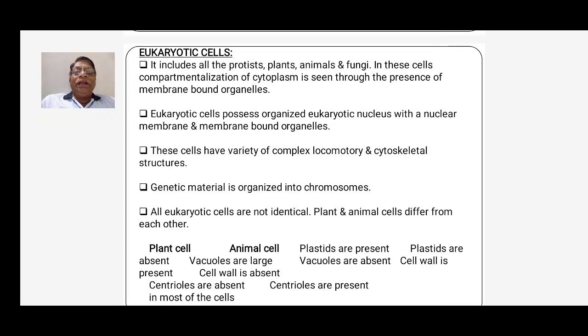The Plantae includes bryophytes, pteridophytes, gymnosperms, angiosperms, animals up to mammals, and also includes fungi. Fungi means the kingdom Mycota. In all these groups or kingdoms, the cells are eukaryotic type. It's a very important one.